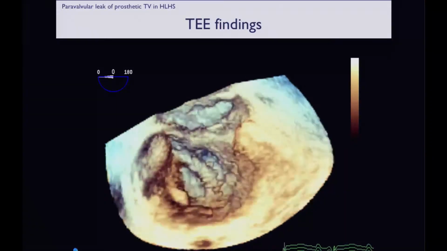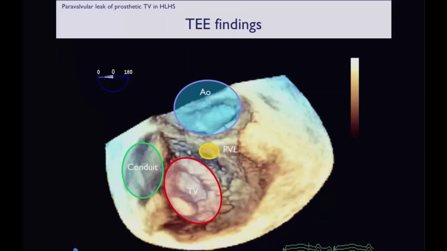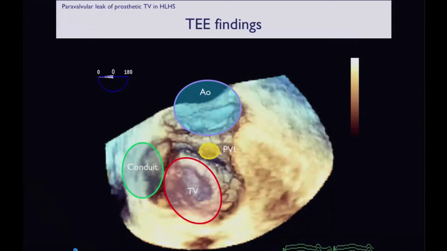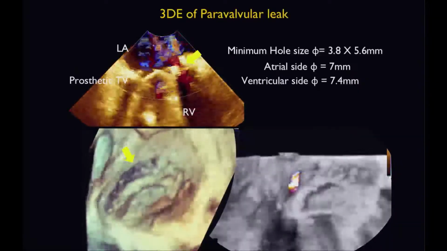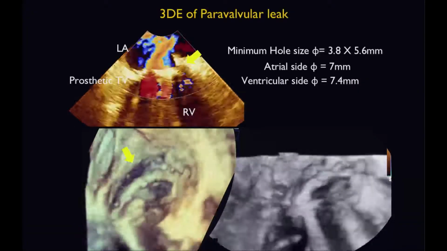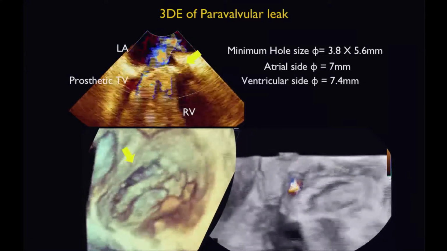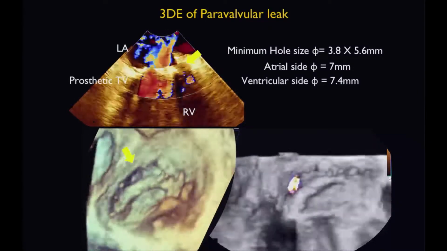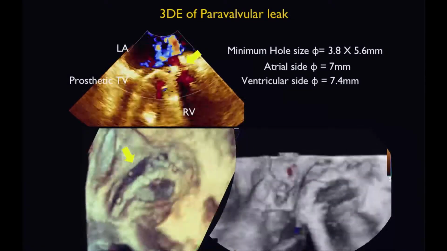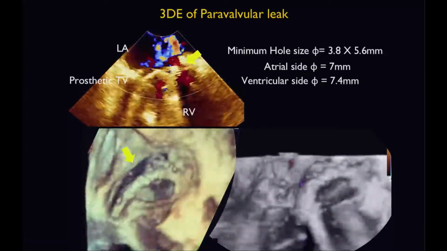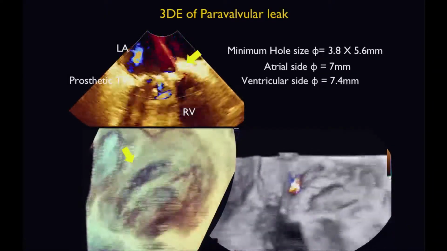This is a 3D echo. The red one is the tricuspid valve, the blue one the aorta, and the yellow one the PVL. Another 3D echo shows the PVL just next to the tricuspid valve, and the yellow arrow shows the hole of the paravalvular leak. This was also elucidated by color Doppler. The size of the hole is 3.8 times 5.6 millimeters. The atrial side diameter is 7 and the ventricular side is 7.4 millimeters.